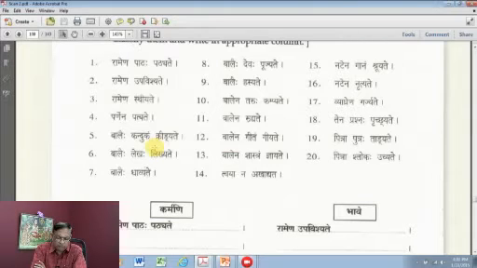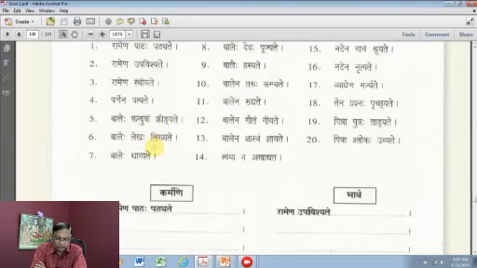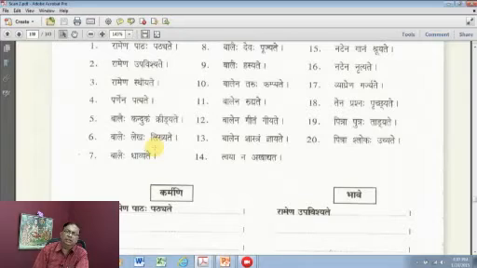Balaihi kandukam kridiyate. This is karmani, not bhave prayoga. So that is, a ball is played by the boys. 6. Even this you can translate into active voice. Balaha kandukena kridanti. Kandukam kridanti. They are playing with the ball. Right. 6.